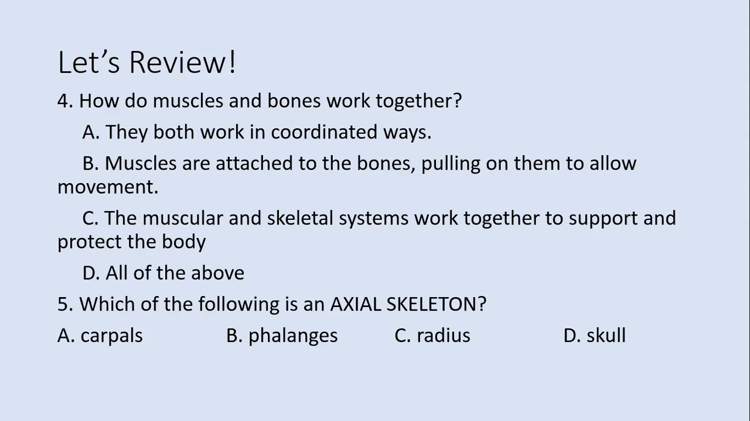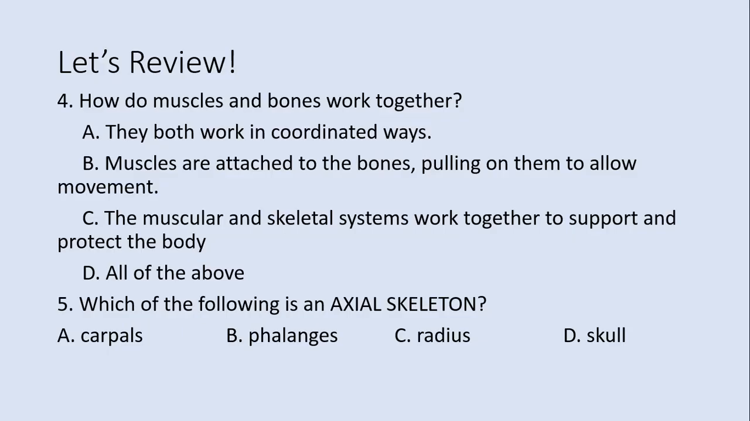Number 4. How do muscles and bones work together? A. They both work in coordinated ways. B. Muscles are attached to the bones, pulling on them to allow movement. C. The muscular and skeletal systems work together to support and protect the body. Or D. All of them. Number 5. Which of the following is an axial skeleton? A. Carpals, B. Phalanges, C. Radius, or D. Skull.